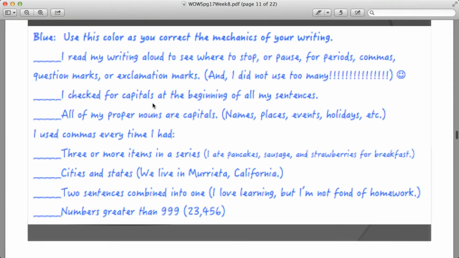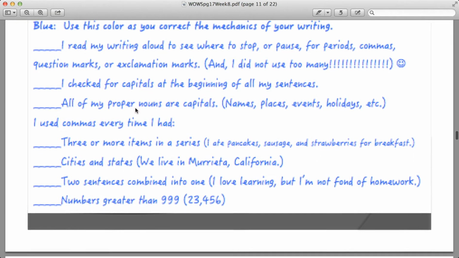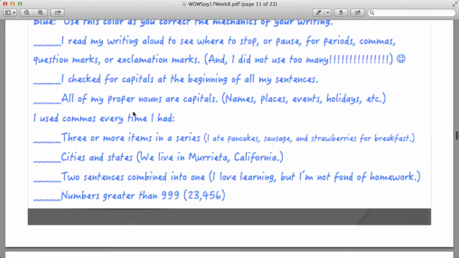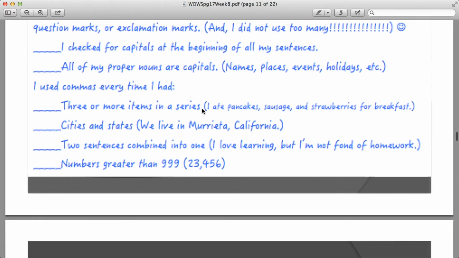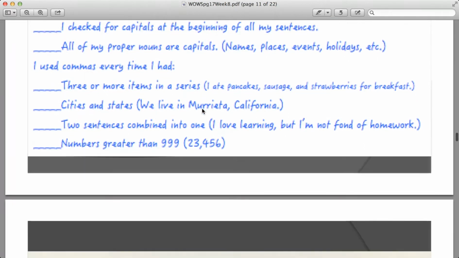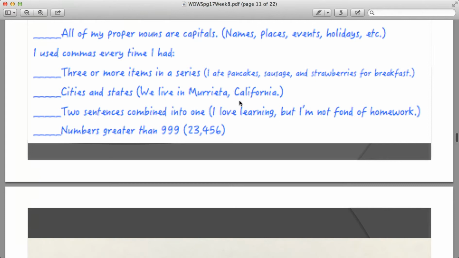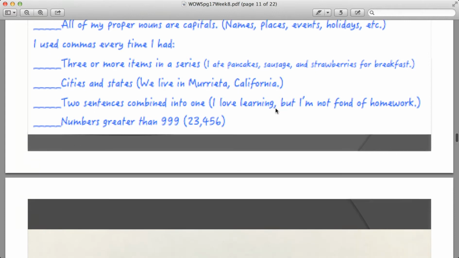Then I'm going to make sure that I've got capitals at the beginning of my sentences. I want to make sure that if I have proper nouns, those are capital as well. And if I'm using commas, I want to make sure I have them if I have items in a series like I ate pancakes, sausage, and strawberries for breakfast, or between a city and a state, or if I have two combined sentences that are complete sentences connected with that conjunction.